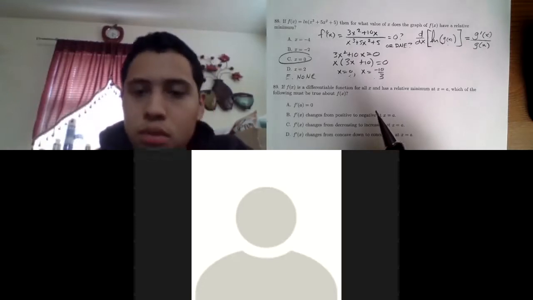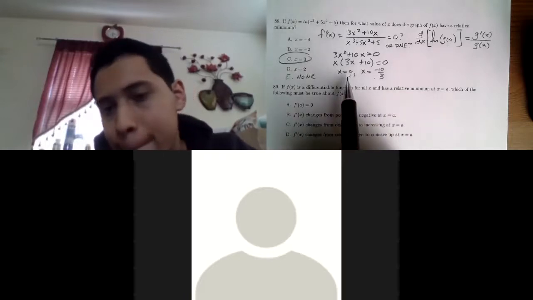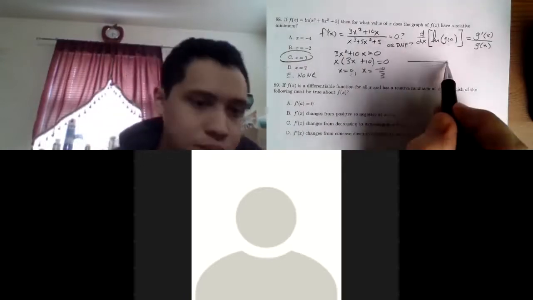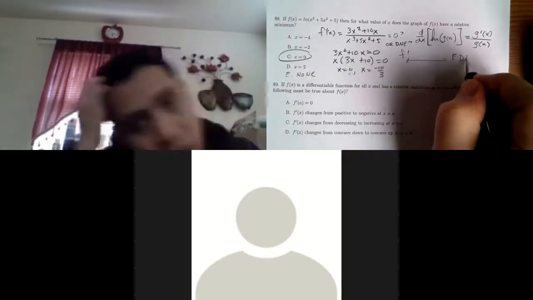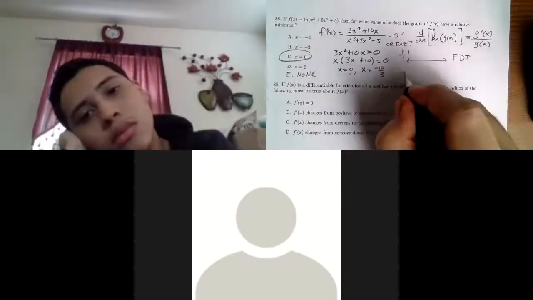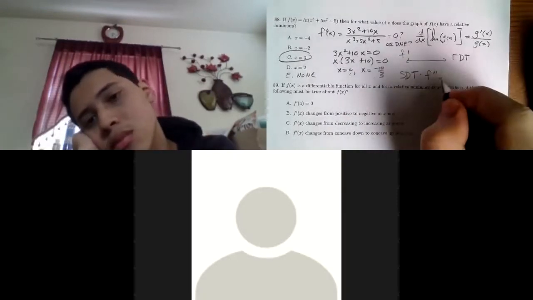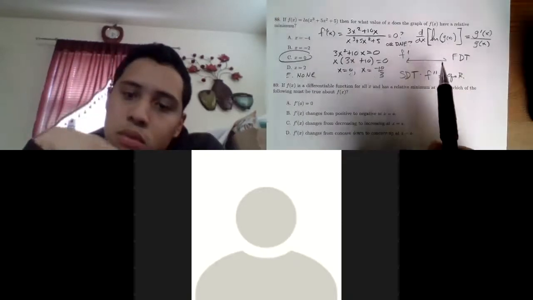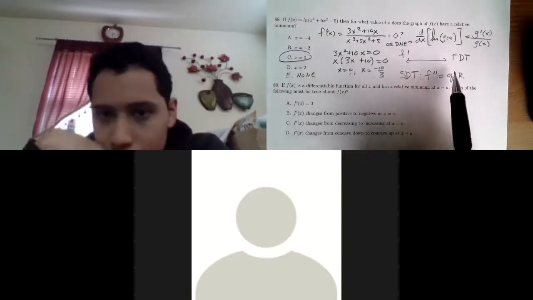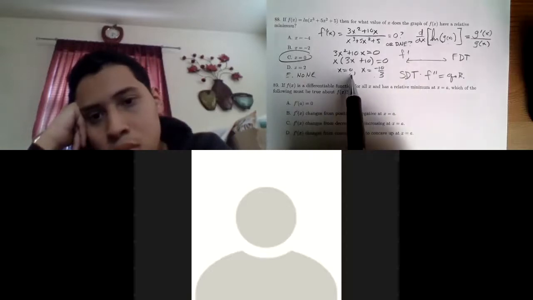If you want to prove that it is actually a minimum, you could use the first derivative test and do a sign chart for f prime, or you could use the second derivative test. That requires that you calculate f double prime, which requires the quotient rule. So neither of these things is particularly fast. So as a test taker, I would say, okay, I'm going to hedge my bets here. I'm just going to go with x equals 0 and keep on rolling.